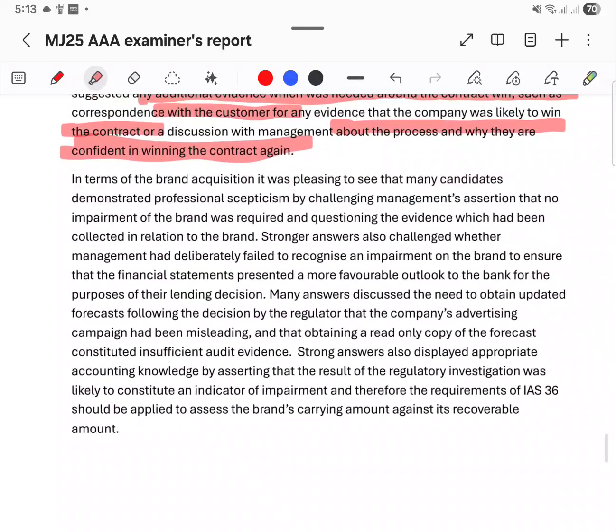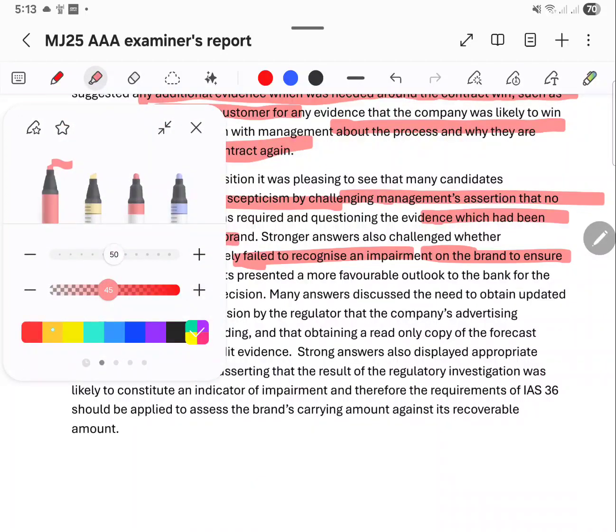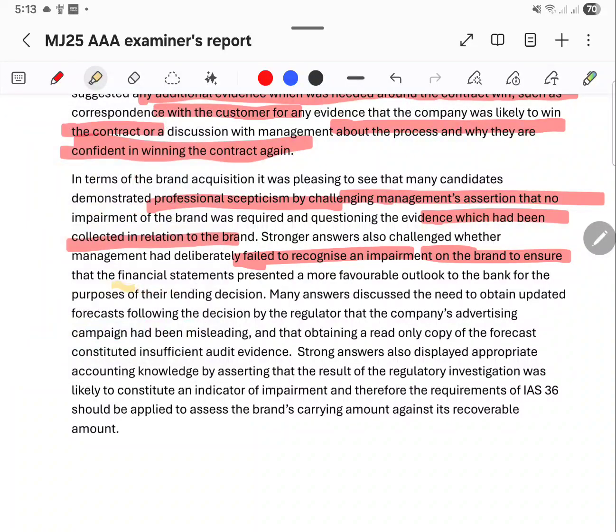Now, in terms of the brand acquisition, it was pleasing to see that many candidates demonstrated professional skepticism by challenging management's assertion that no impairment of the brand was required and questioning the evidence which had been collected in relation to the brand. Stronger answers also challenged whether management had deliberately failed to recognize an impairment on the brand to ensure that the financial statements present a more favorable outlook to the bank for the purpose of their lending decision.